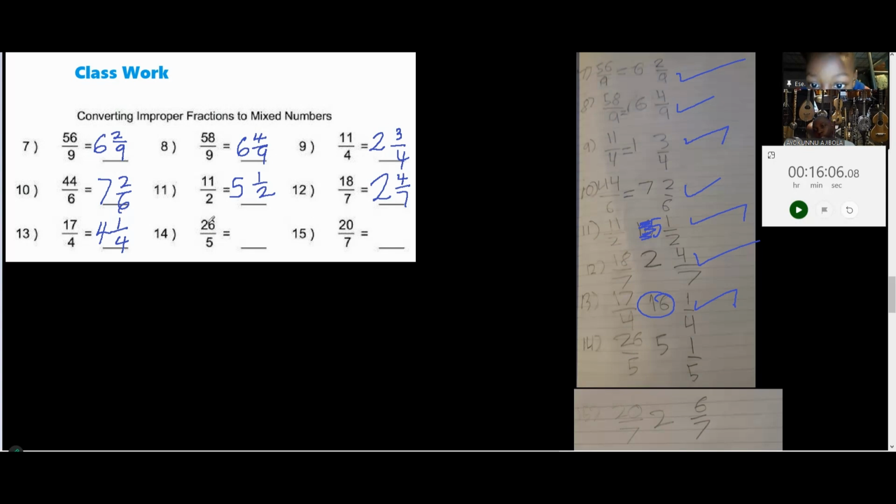Then 5 in 26, that's 5 times, which is 25, remainder 1 over 5. And you got that one. And the final one, 7 in 20, that's 2 times, which is 14. So if you remove 14, you have 6 over 7. And that's also correct. Now, are you at least a little bit happy, right?